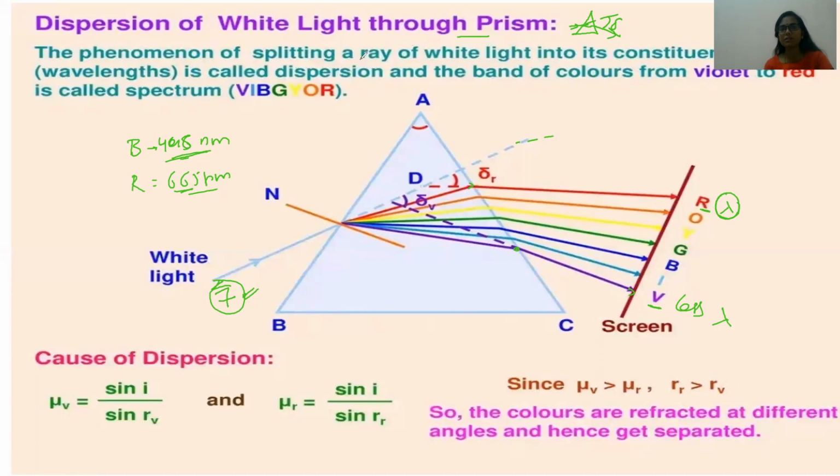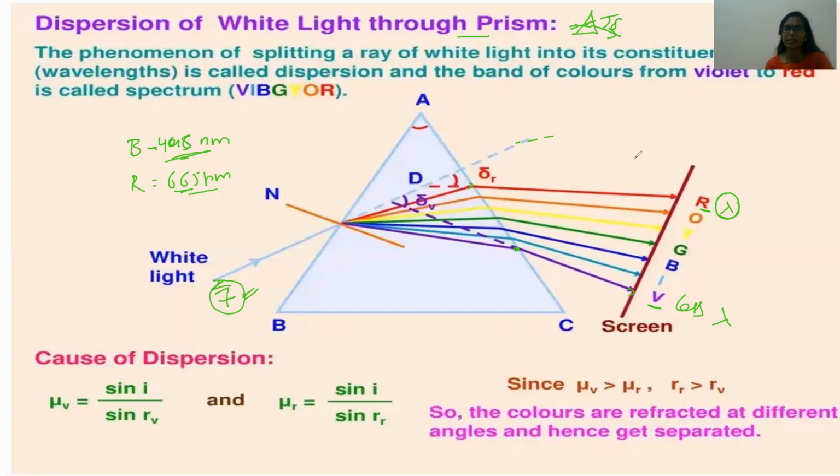So we will observe what dispersion means. The phenomenon of splitting of white light into its constituent colors, the 7 colors, which have different wavelengths, is called dispersion. And the band of colors you get here is what we call a spectrum.